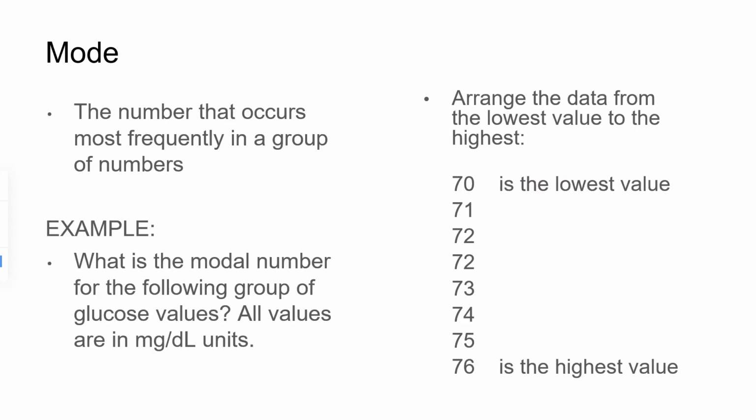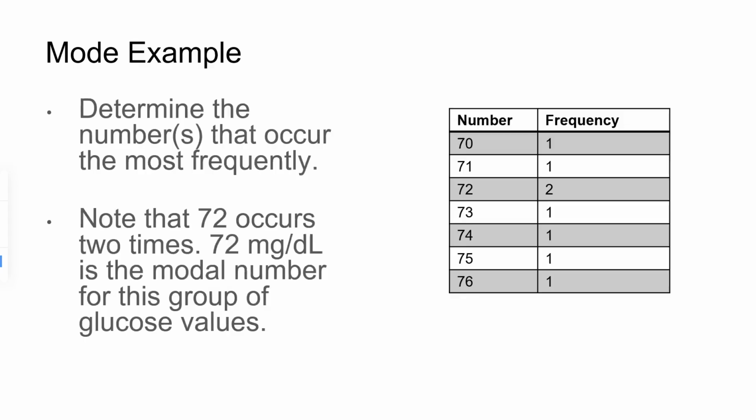The mode is the number that occurs most frequently in a group of numbers. For example, what is the modal number for the following group of glucose values? So 70 is the lowest, 76 is the highest. Are any of these numbers repeated? Yes, we have 2 72s. So because we have 2 72s, that would be the mode. Our mode for this data set is 72.